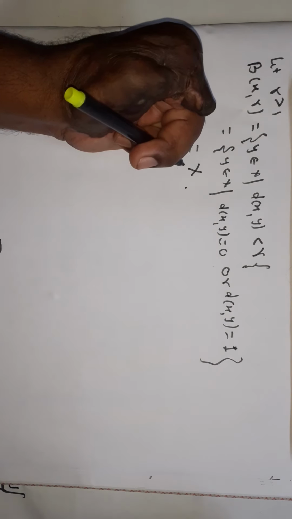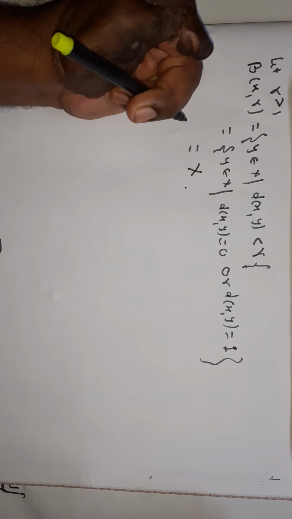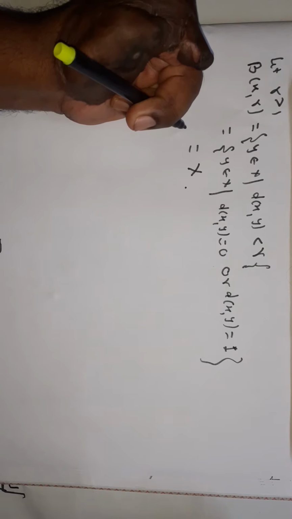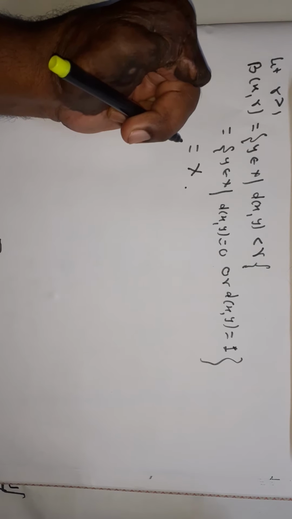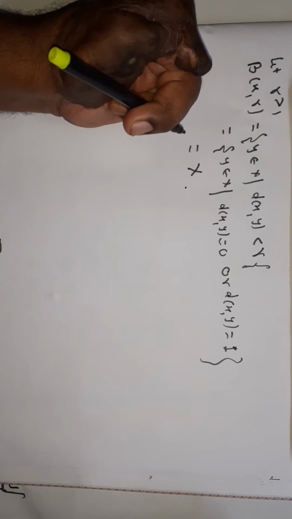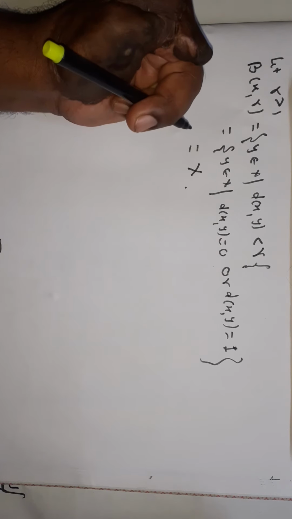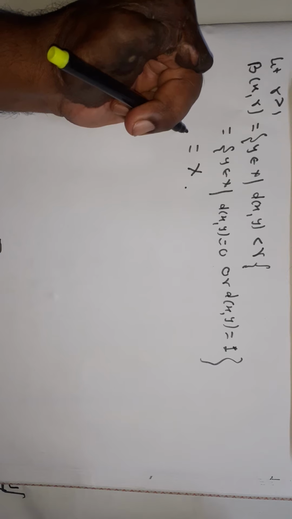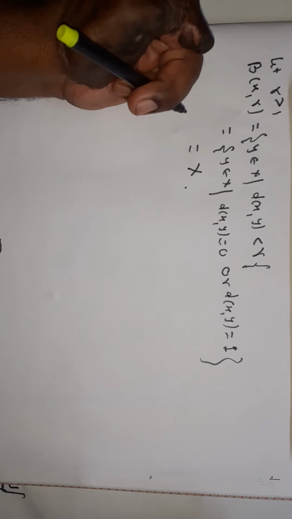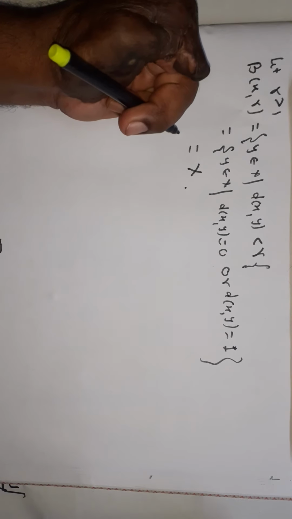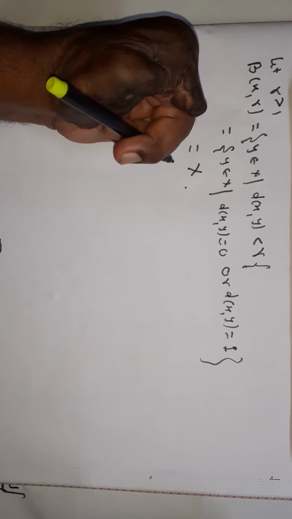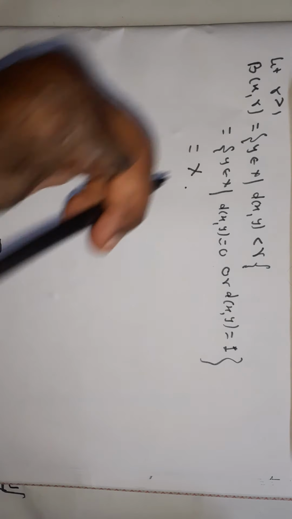And therefore, in a discrete metric space, there are only two types of open balls. Those open balls having radius less than or equal to 1, which are only singleton sets, and those open balls having radius greater than 1, which are the whole set X. Therefore, in a discrete metric space, only two types of open balls are there: the singleton sets and the whole set X.